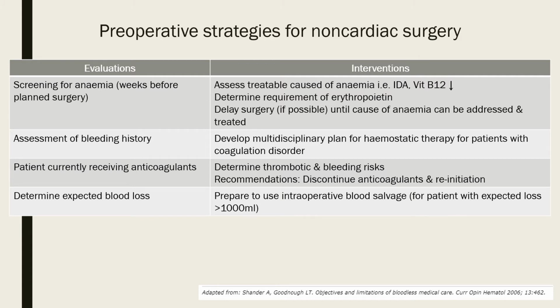From the blood test as well, we can determine whether the patient has a problematic coagulation profile. Bleeding history is evaluated and the clinician may develop a multidisciplinary plan for hemostatic therapy for patients with coagulation disorder. And for those patients who are currently on anticoagulant, the clinician will determine if there is any thrombotic or bleeding risk. So normally for a patient who is on anticoagulant, the clinician will discontinue the anticoagulant and will reinitiate back the plan of anticoagulant.